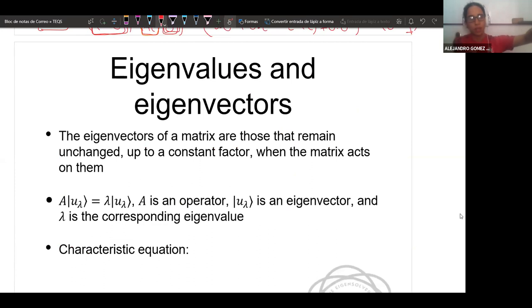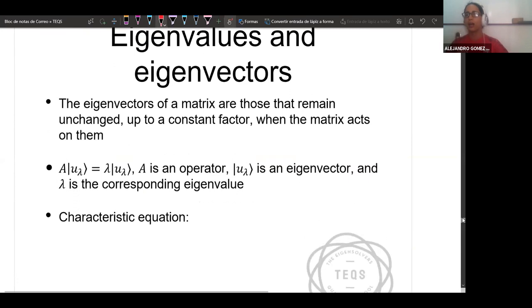Okay, now let's talk about eigenvalues and eigenvectors. The eigenvectors of a matrix are defined as vectors that remain unchanged up to a constant factor. So let's draw a vector. This is, let's say, U.